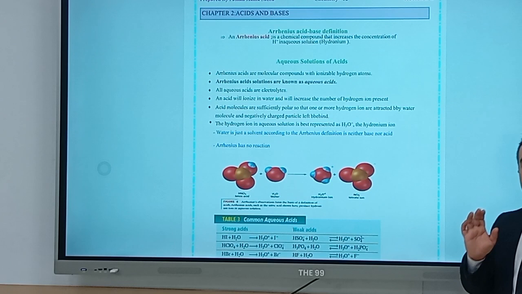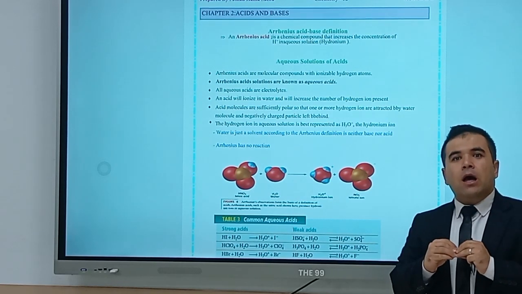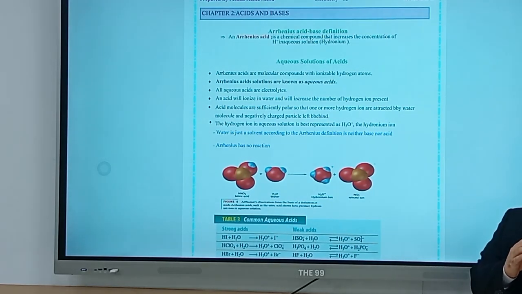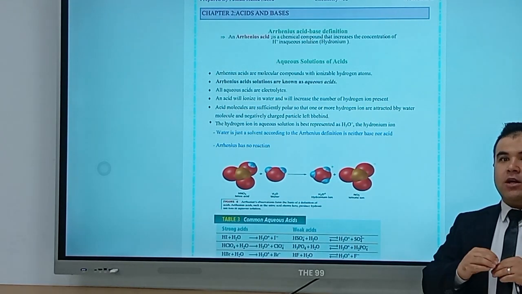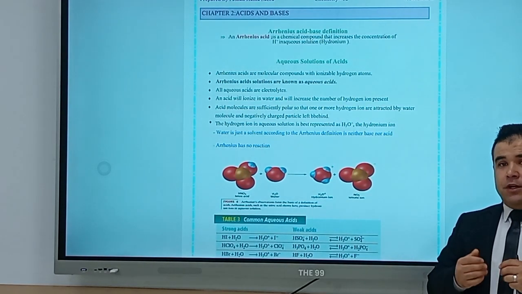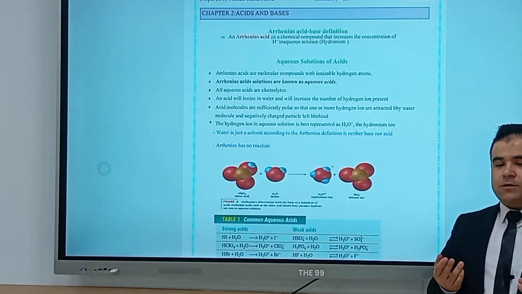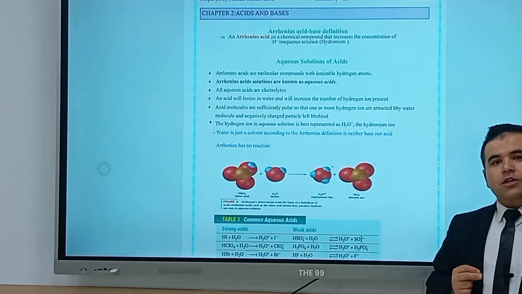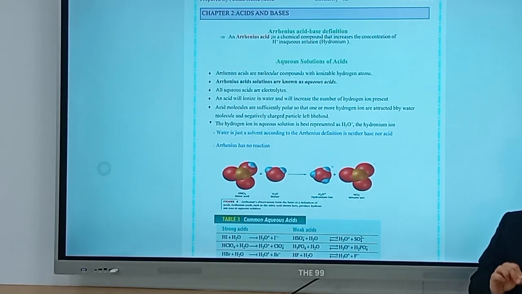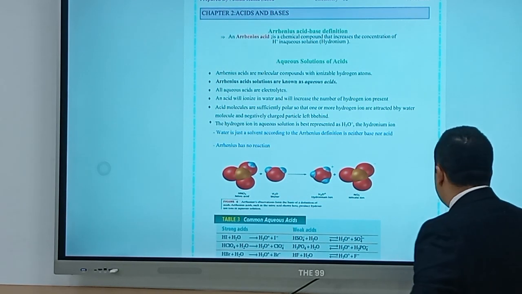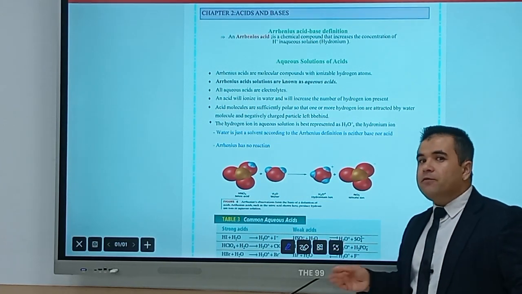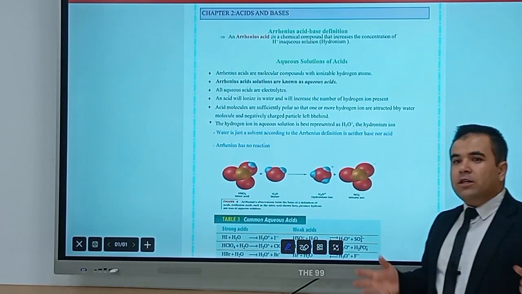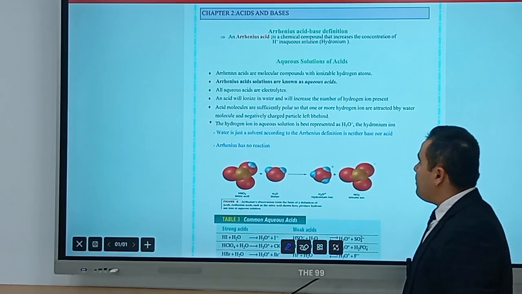The first definition of acids and bases, situated in the first section of our book, is the traditional definition of acids and bases, and that definition is the Arrhenius acids and bases. Let us talk about the Arrhenius acid first. What are the Arrhenius acids? How did Arrhenius define the acids and classify the groups of acids?